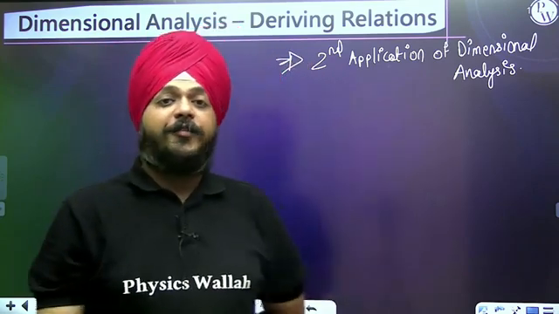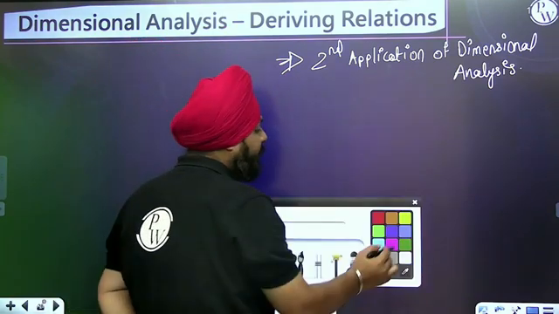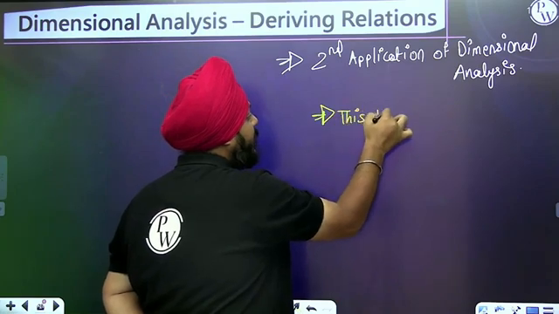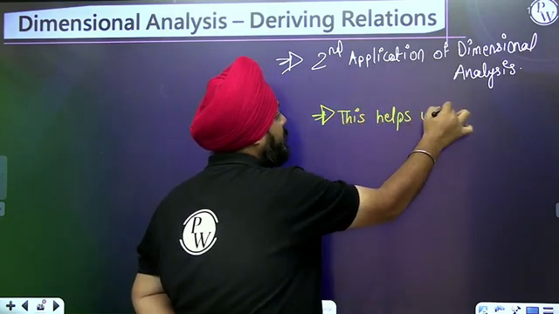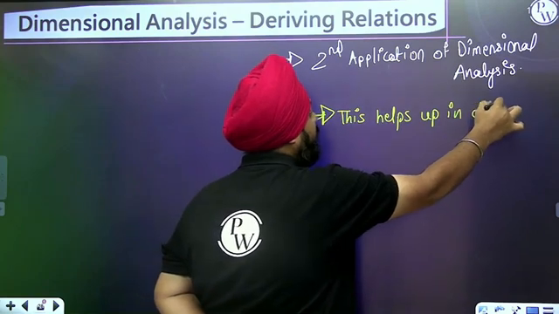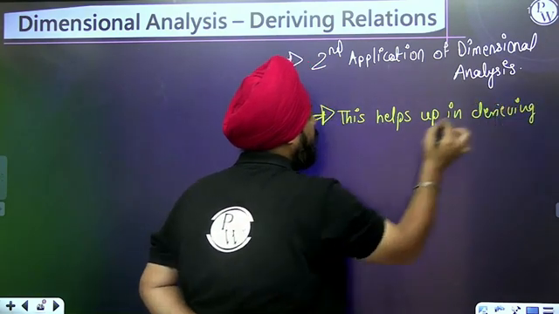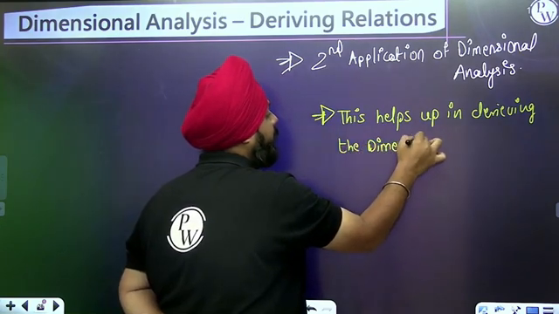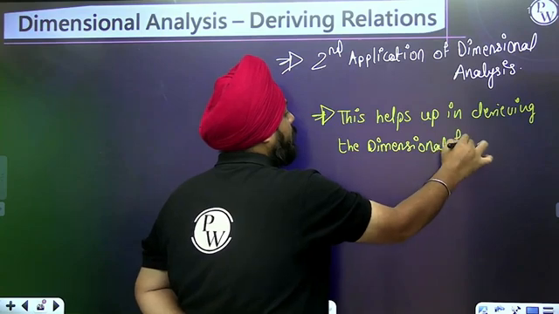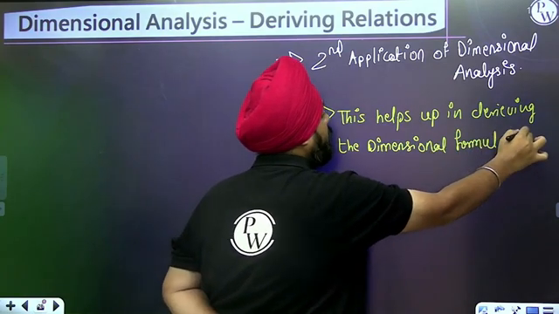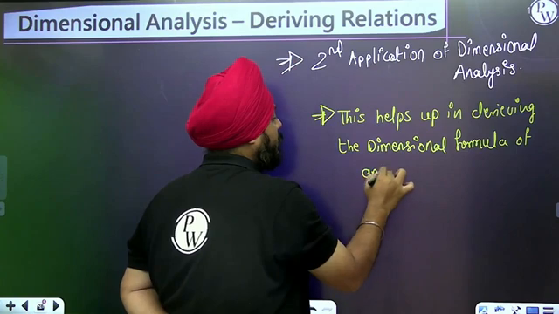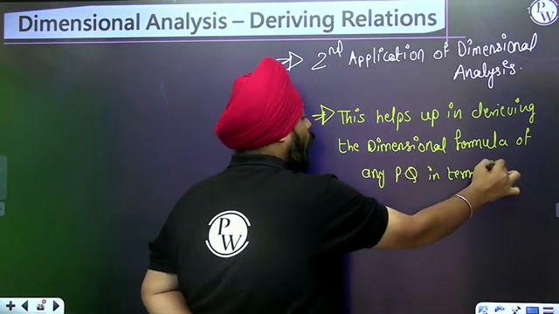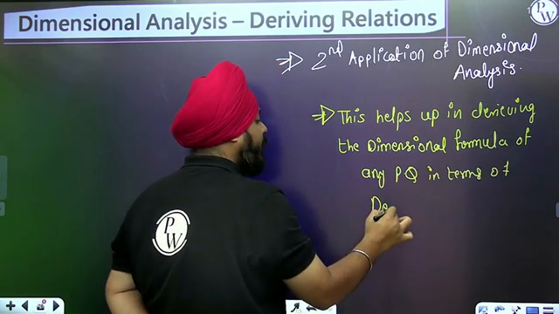in which if we want to represent any physical quantity in terms of derived quantities, this helps us in deriving the dimensional formula of any physical quantity in terms of not fundamental physical quantity but the derived one.